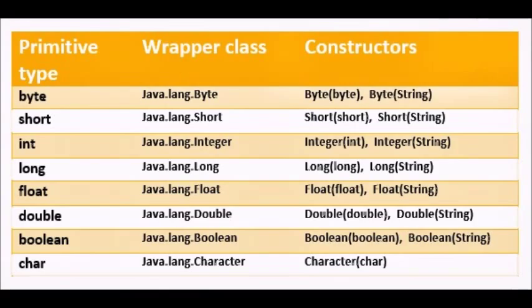There is another reason why we need wrapper classes. In Java, the collection classes are defined in the java.util package, which handle only objects, not primitives. Hence, if we want to use the collection classes on primitives, we should convert them into objects. Here also we need the help of wrapper classes.